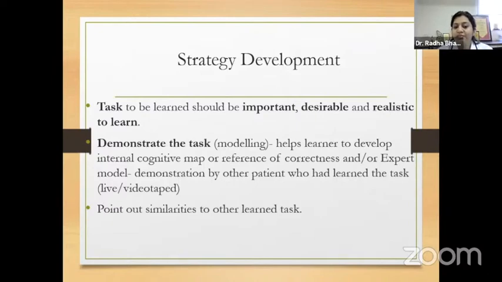Also, point out similarities to other tasks learned. This can be done if any other task or exercise had some of the components of that particular thing. In the same manner, if you are making a patient learn in standing how to move the COG anteriorly and posteriorly so that balance improves, you can correlate it with the way we did this in sitting, or say that in the same way now you have to lean forward. So you can relate to activities that the patient has already learned or knows. This will help enhance learning.